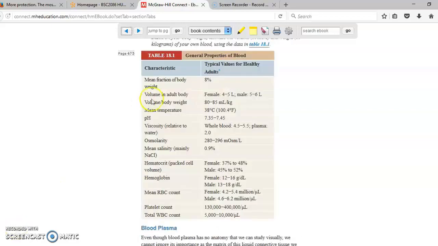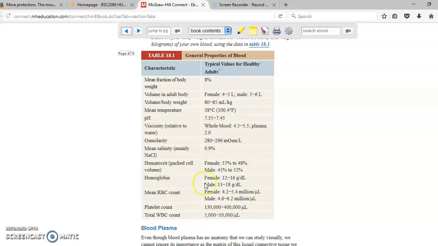Now let's take a look at some of the general properties of blood. There are certain values that you need to know. For example, how much blood we have. Females have 4 to 5 liters, males have 5 to 6 liters. Another important value that we have in here is the pH. The pH of the blood goes from 7.35 to 7.45. Another very important value is the hemoglobin. The hemoglobin is what gives the red blood cells the ability to transport gases, in particular oxygen.